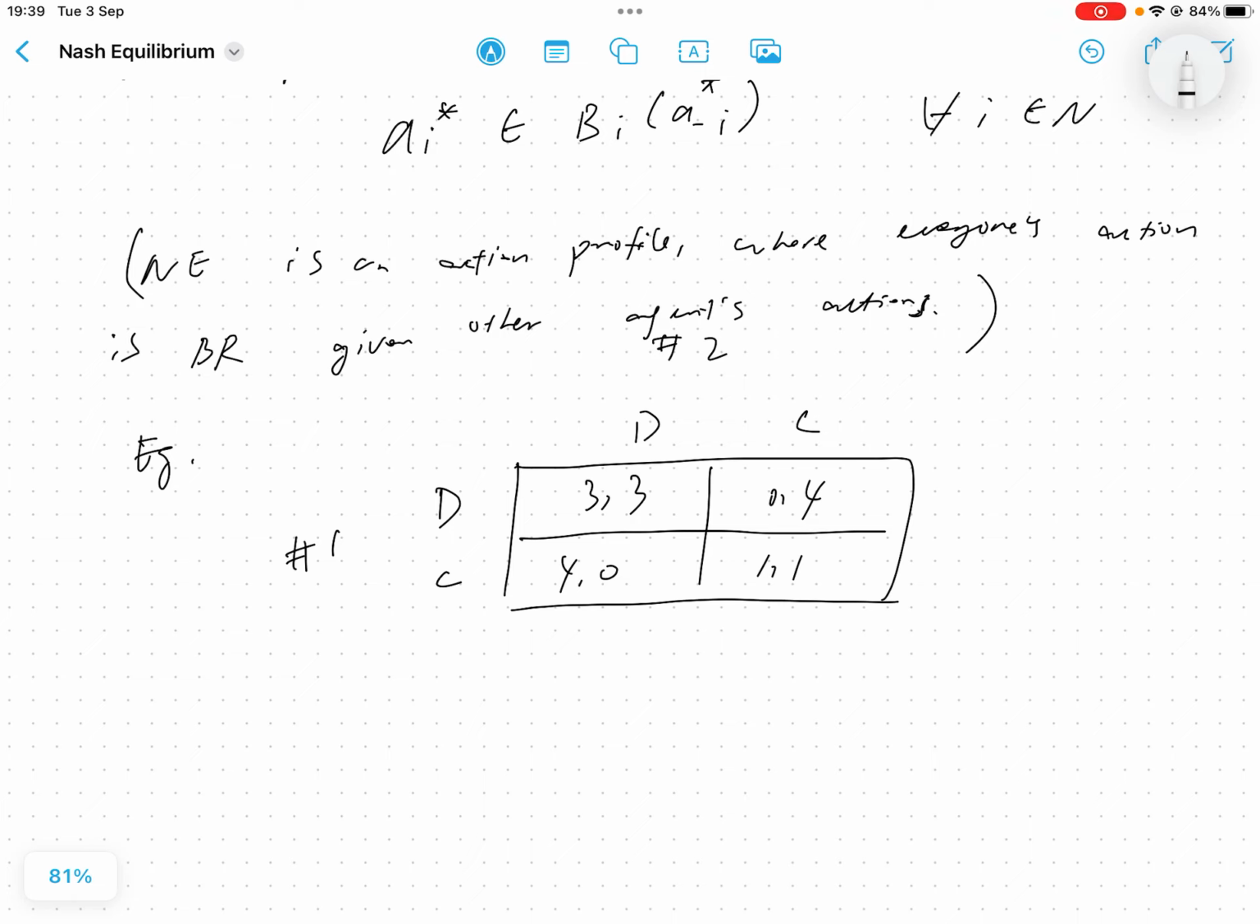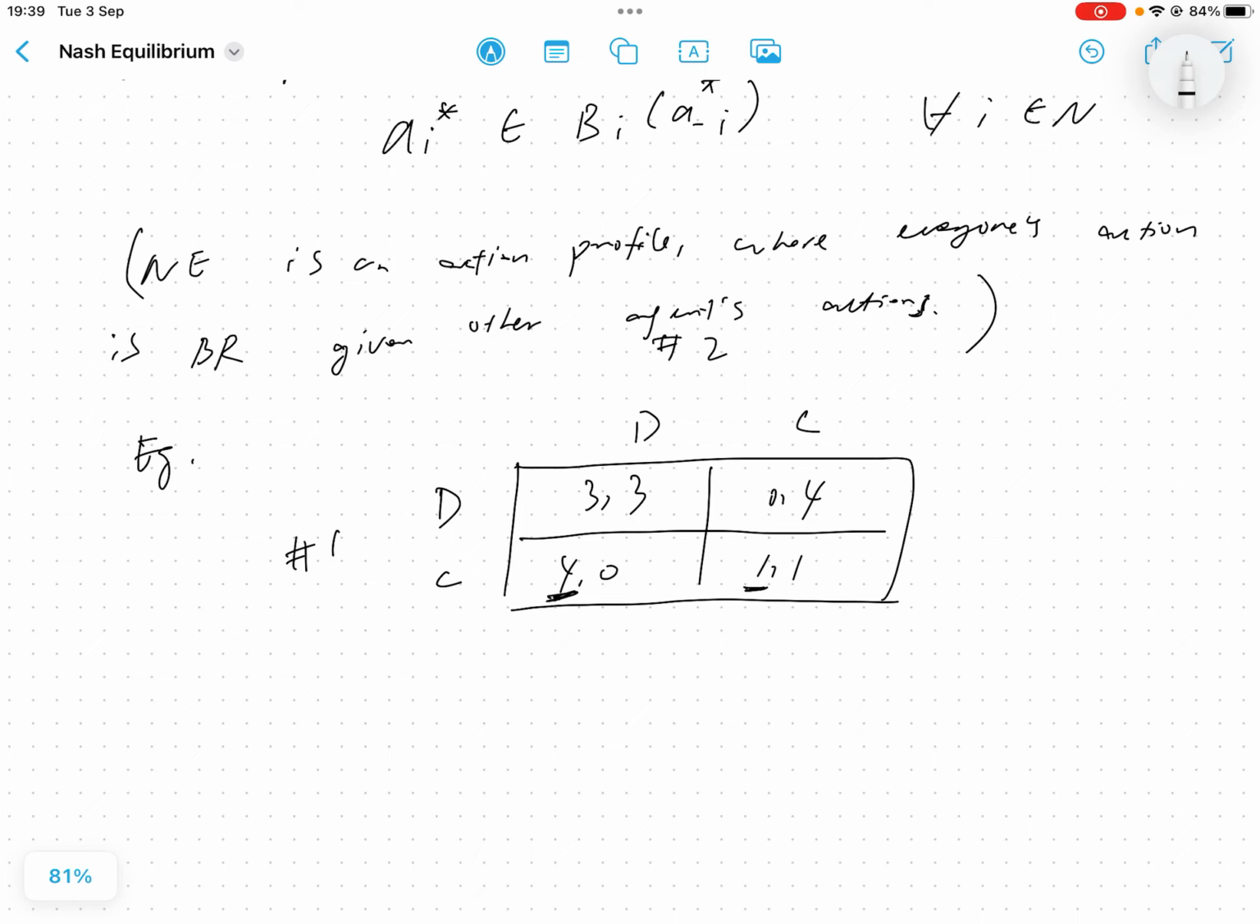Remember what we did previously: let's fix the action for player 2. Let's suppose player 2 is playing D. In this case, player 1 is playing C to get this 4, right? So that's a best response for player 1. And if player 2 is playing C, then we can see from this table that player 1 is playing C again.